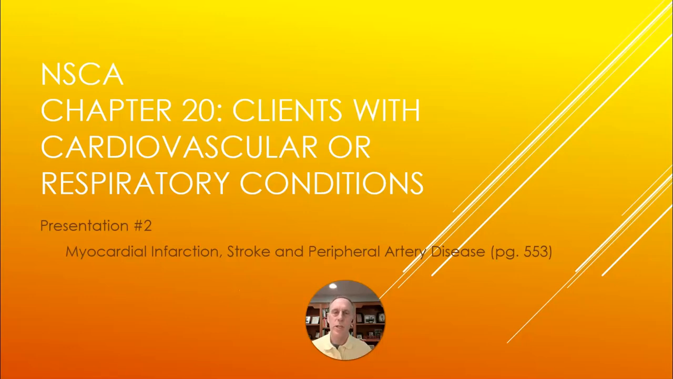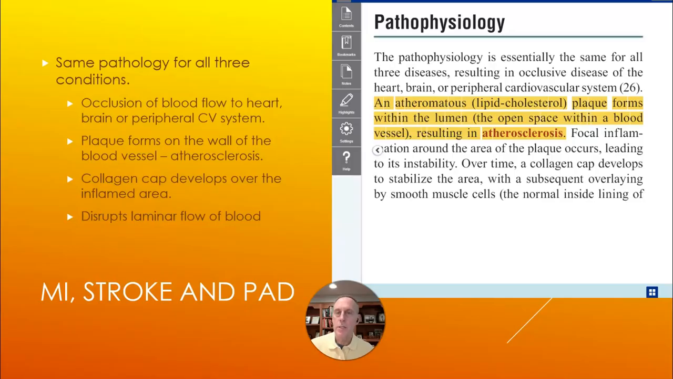NSCA Essentials of Personal Training, Chapter 20. And we're in presentation 2. We're talking about MIs, myocardial infarction, stroke, and peripheral artery disease. When we jump into this, the three of these things have kind of the same root cause, if you will, the same pathology. And it is an occlusion of blood flow to the heart, could be to the brain, could be to the peripheral cardiovascular system, when plaque forms on the wall of the blood vessel, and that's atherosclerosis, if you remember that.